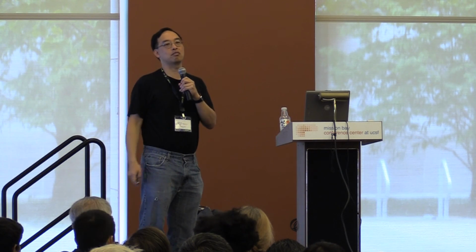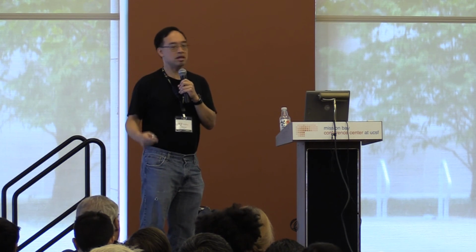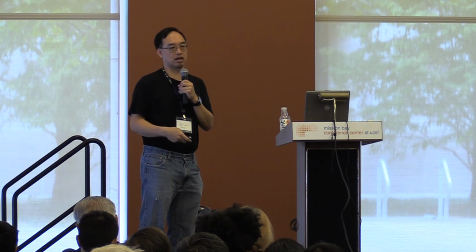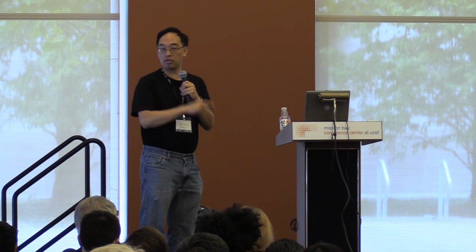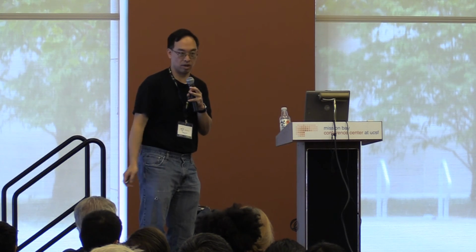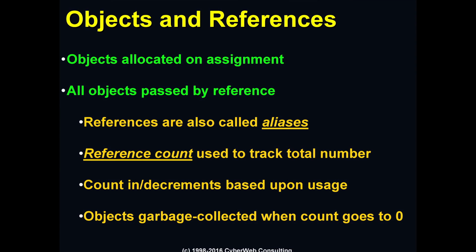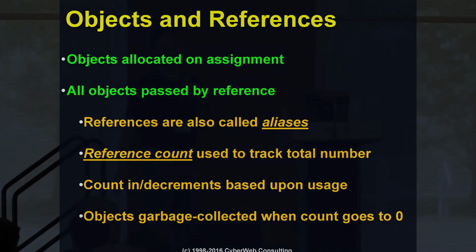All right, so ref count basically is how many variables are attached to your object, how many variables are looking at it. In other words, this object will not be freed until nobody cares about it, which means the ref count goes to 0. Okay, so objects are allocated on assignment, and everything's passed by reference.